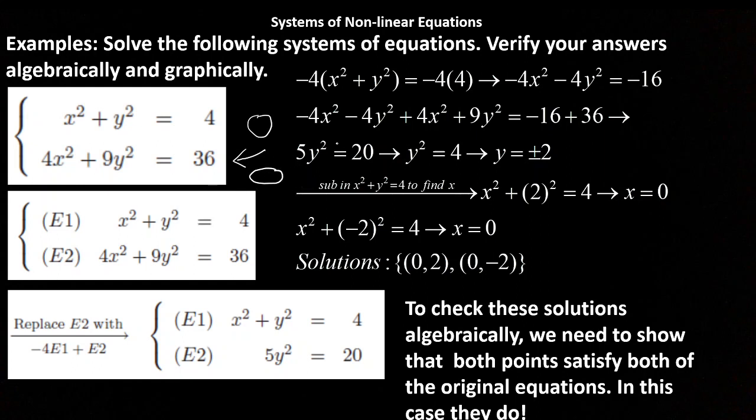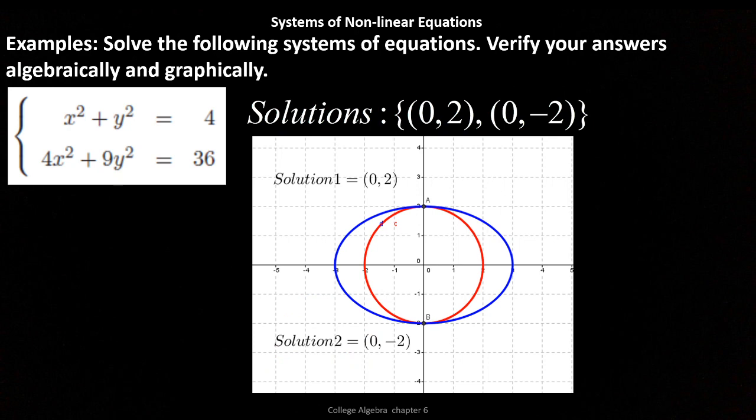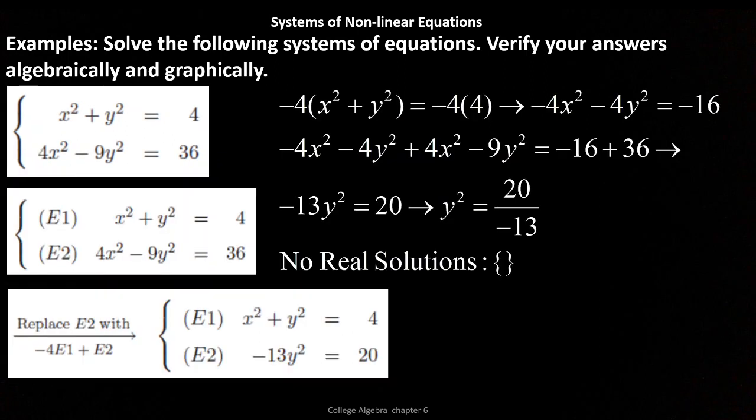Okay, so now I'm just going to give you the graph. This is the ellipse, and this is the circle. So you see that they intersect at 2 points, right? And those are the 2 points that we found, (0, 2) and (0, -2). Okay? Now, let's do another one.